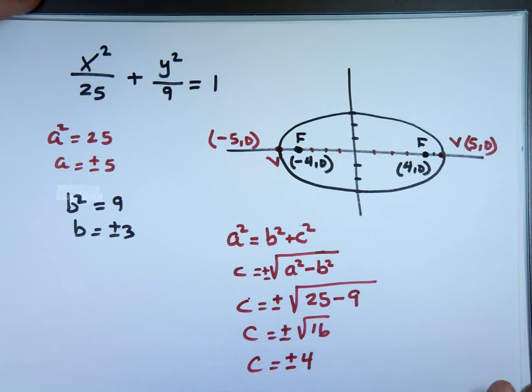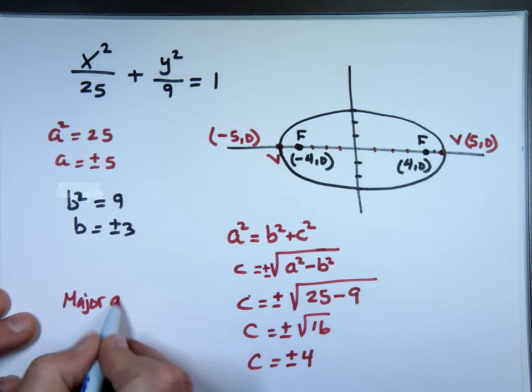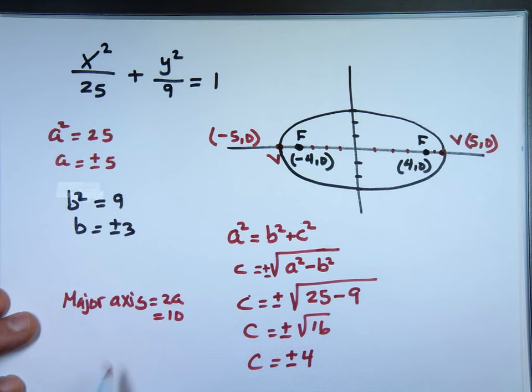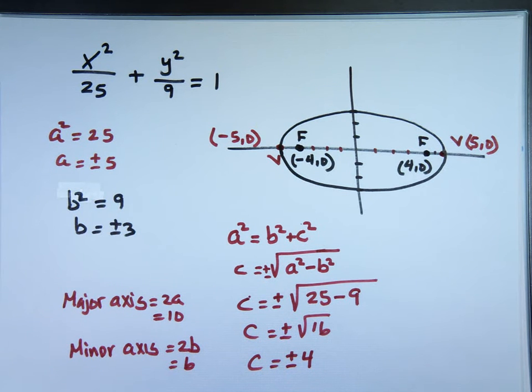While I'm having fun with it, what is the major axis? How long? 2a, which is 10. What's the minor axis? 2b, which is 6. So the major axis is 10. Minor axis is 6. You'll see me do an example in real life in a few minutes with it, because I have something in my head stuck in a picture. I'll talk about it.